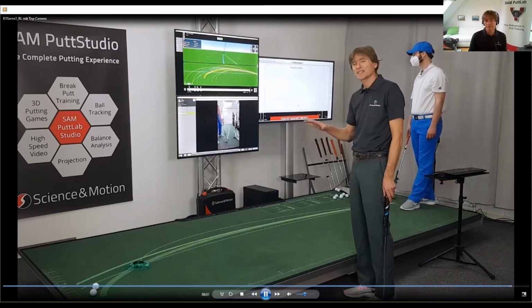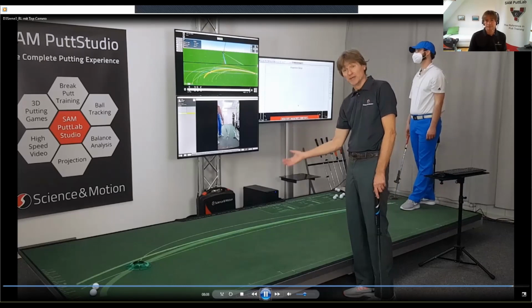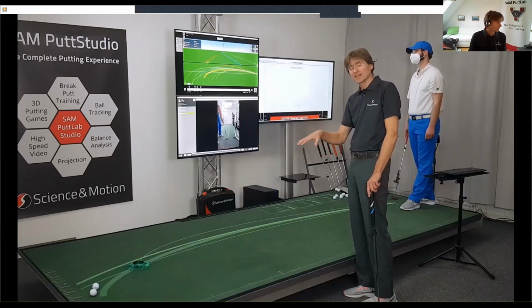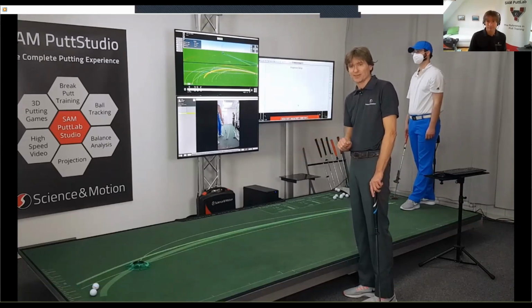Now let's just do exactly the same on a left to right break, and let's check how he reacts to the opposite side on the putting green.